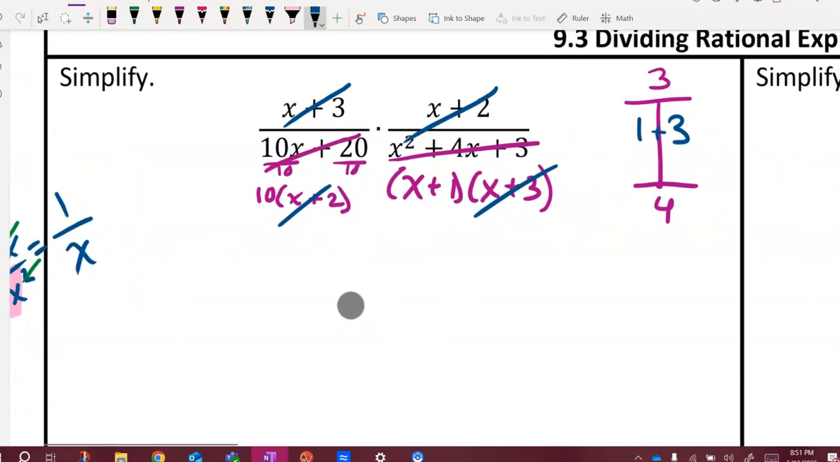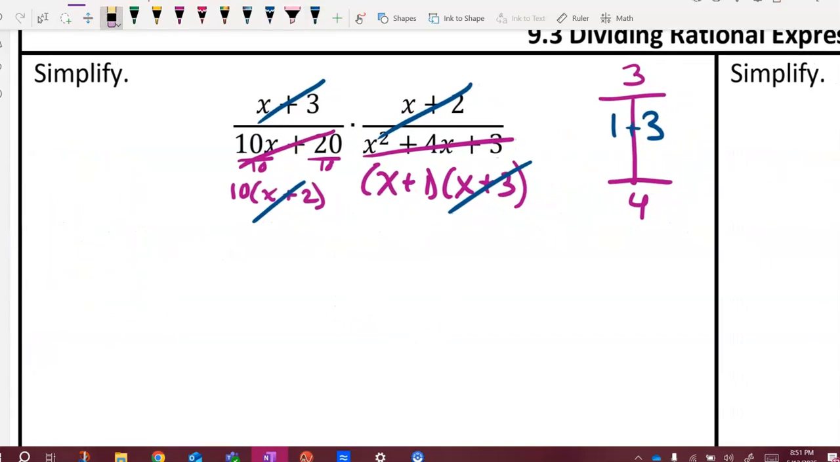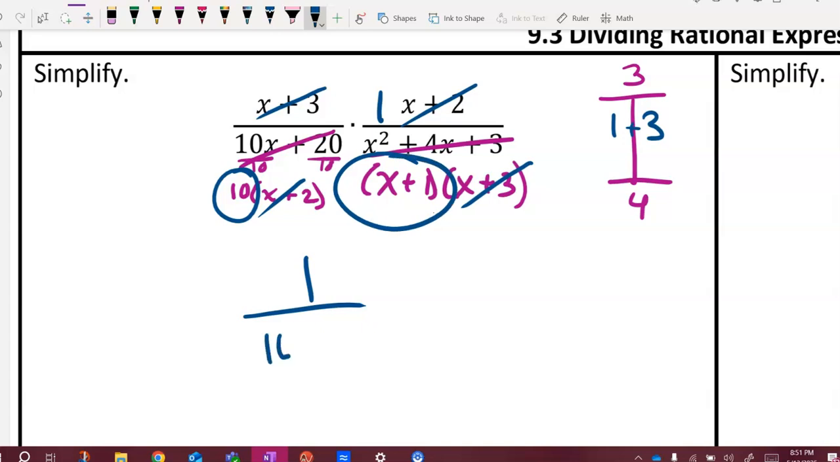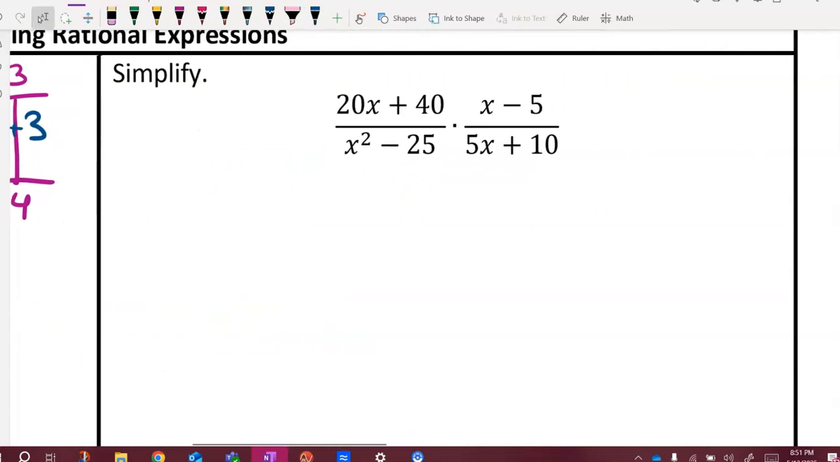So here, back to our regular problem. We cancel out all these factors. That doesn't mean the top cancels to nothing. In the top, we are always left with 1. So our final answer here is 1 over 10 times x. Let's go to the next one.